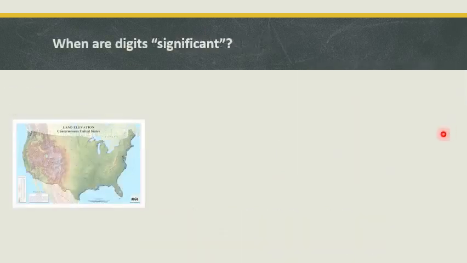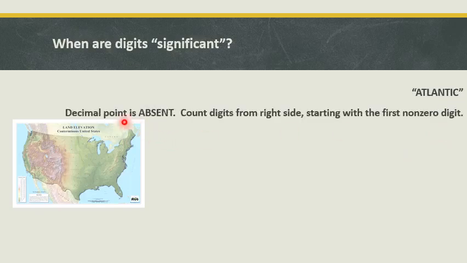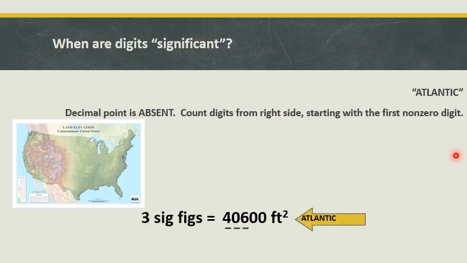What if there is no decimal present? If the decimal is absent, we have to do the opposite, from right to left. When the decimal point is absent, count the digits from the right side starting with the first non-zero digit. Let's see an example. There is no decimal point here, so right to left starting from the first non-zero digit. This is the first non-zero digit, 6. So 1, 2, 3. So how many significant digits are here? Yes, 3 sig figs.